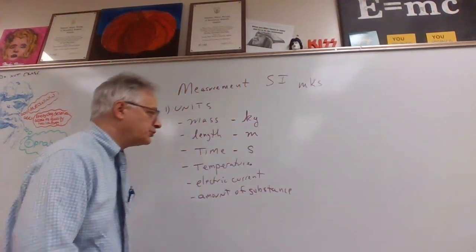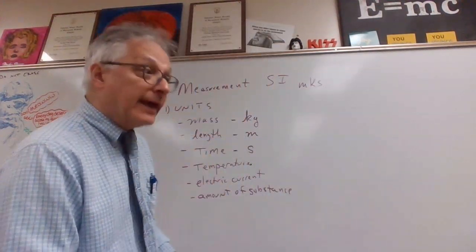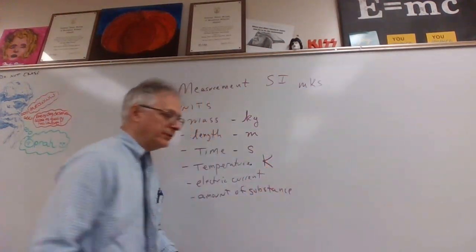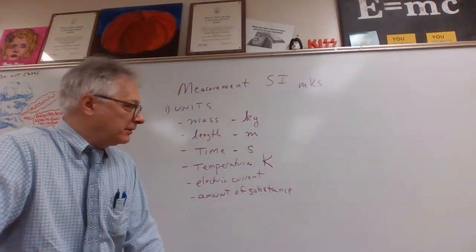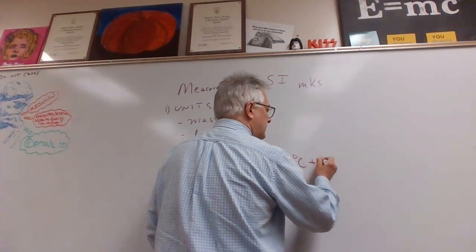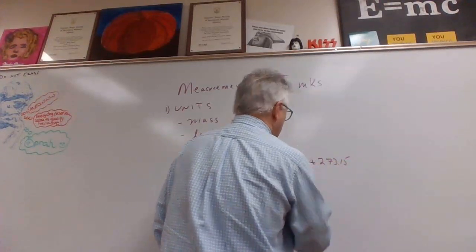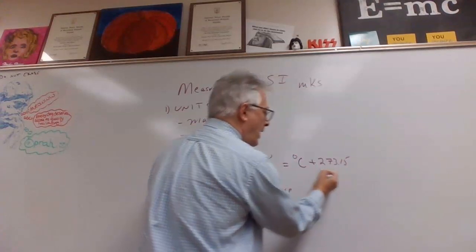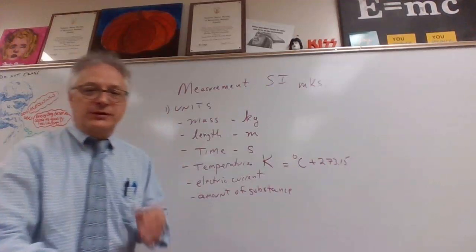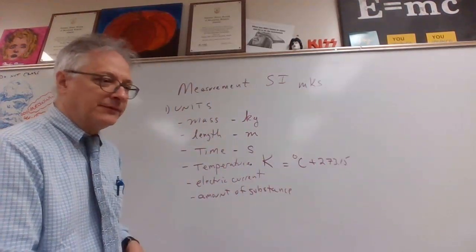Okay. Temperature. Now, temperature, you might be thinking, well, it's obvious. We use Celsius. Yes, we do, but we also have another unit called Kelvin. That's a capital K. And Kelvin is your degrees C plus 273.15. What this relationship is, why we have to take our degrees C and add 273.15, has to do with the concept of absolute zero. And that's something that we're going to learn about, spend a little bit of time on.